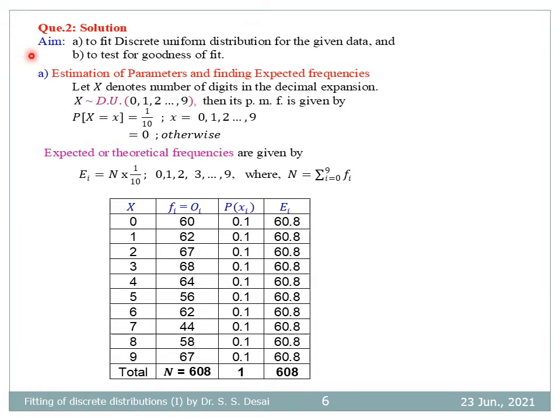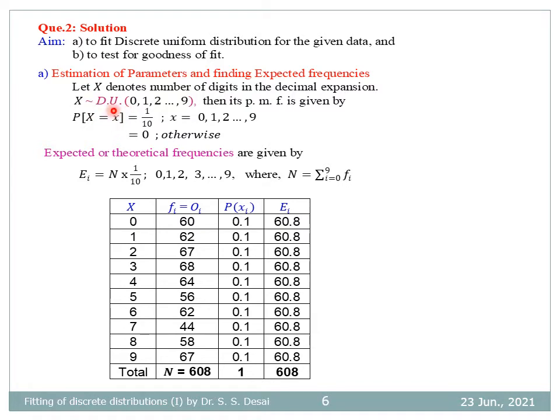Now let us see the solution of second problem. As usual, the aim is to fit a discrete uniform distribution for the given data, and the second part here is to test for goodness of fit. The first part is estimation of parameters and finding expected frequencies.